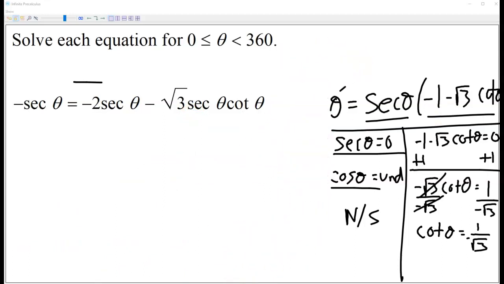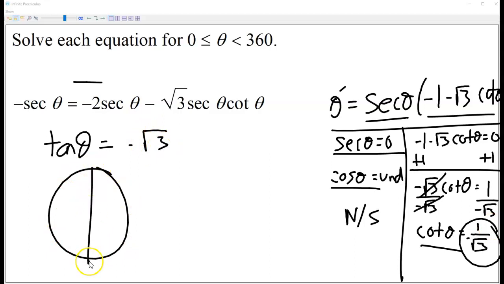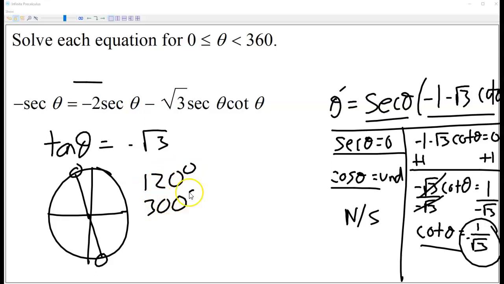So let's see. If I take the reciprocal of cotangent, I get tangent. If I take the reciprocal of this, I get negative radical 3. If I look at my tangent unit circle, tangent is equal to negative radical 3 here and here. And so those two answers in degrees would be 120 degrees and 300 degrees. And so those are two answers.